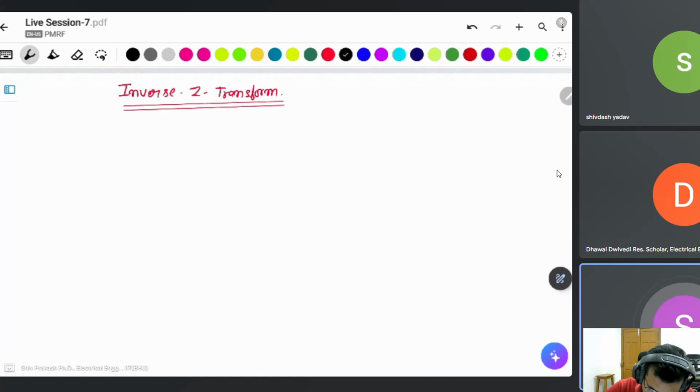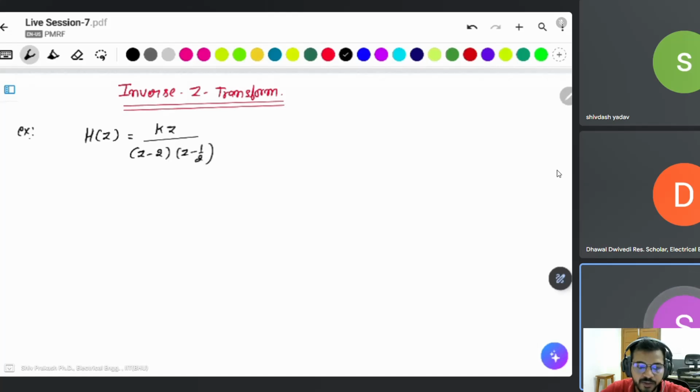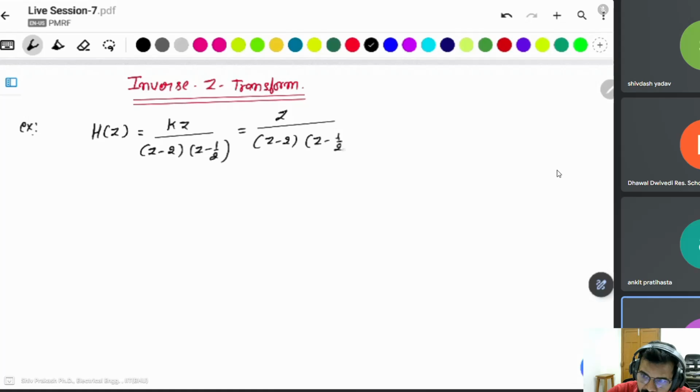For example, a system in the Z transform is kz over (z minus 2)(z minus 1/2). These two are the poles of the system. Or the same thing, if you neglect the k value, then we will find z over (z minus 2)(z minus 1/2).